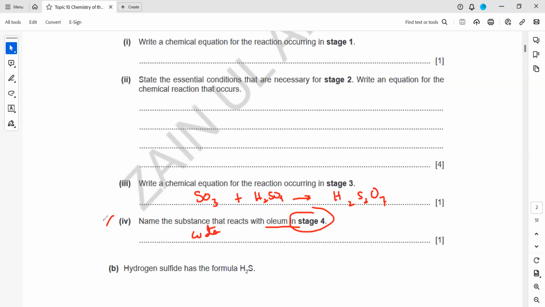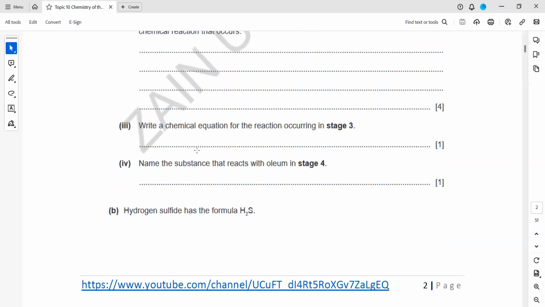But this part is not there anymore. You don't have to learn the manufacture of sulfuric acid by the contact process. The whole method is not there, so this part is removed from the syllabus. You only have to learn the reaction conditions for the Haber process and the contact process.